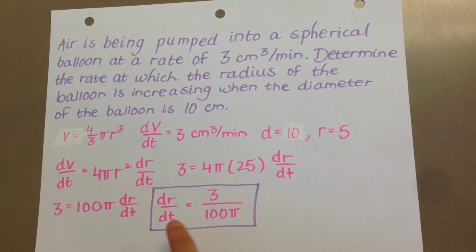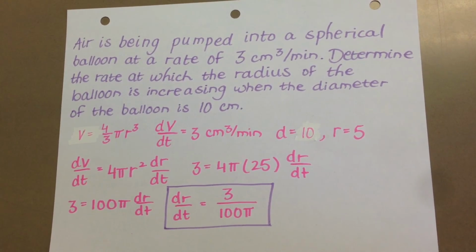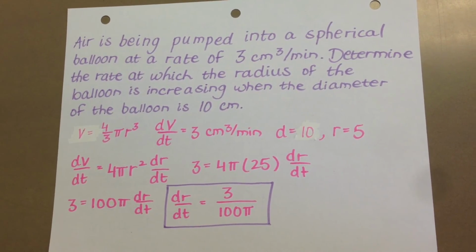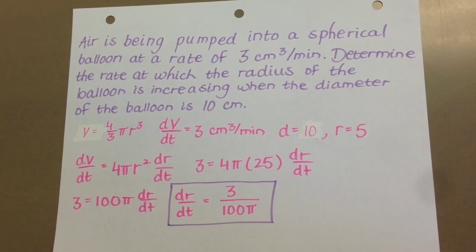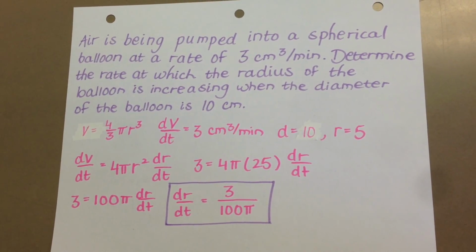So you just plug in what you know, so 3 equals 4 pi times 25 dr over dt, which is 3 equals 100 pi dr over dt, and at the end, when you simplify everything and bring dr over dt onto one side, it's 3 over 100 pi.